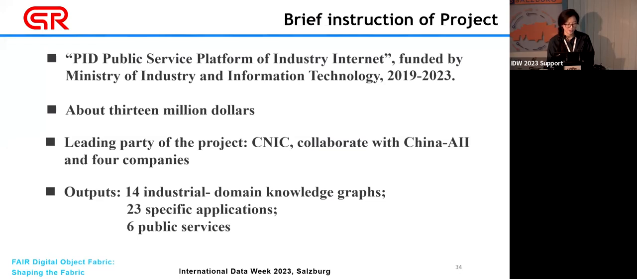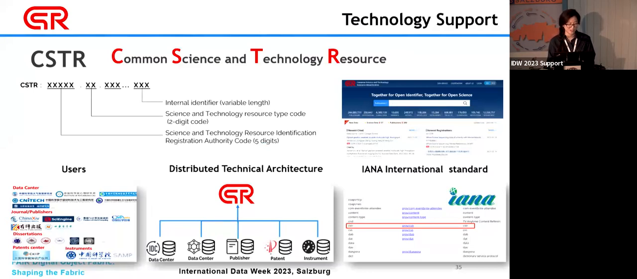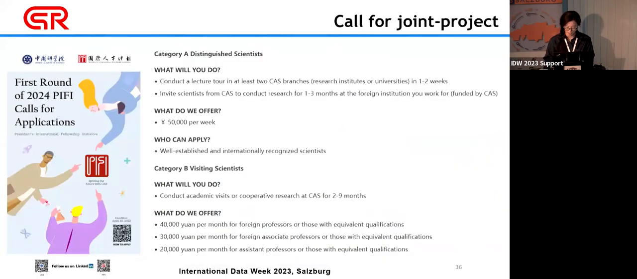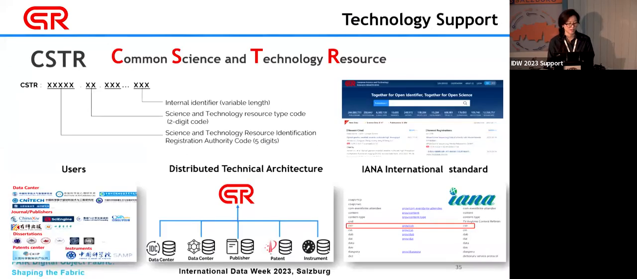That is very interesting. So in the last two pages, I would like to introduce the CSTR. The full name is Common Science and Technology Resource. It is based on the Chinese national standards here. And I have already presented this in several meetings here. The Chinese AII, the industrial internet, the DOIP and DO, and especially the FAIR digital objects are raised and talked about by scientists for the industrial internet. And the CSTR is here not only for use as the PIDs, but for the technology, especially the decentralized technology architecture for the support of this industrial internet.